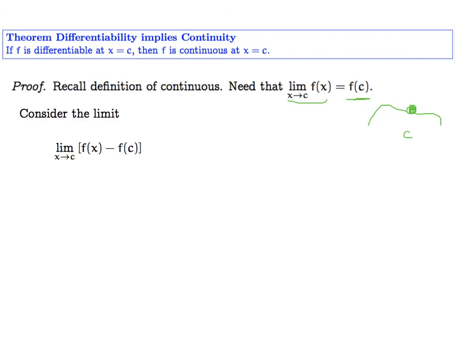Well, in order to show this, what I'm going to do is I want to show that the limit as x approaches c of f of x minus f of c, my goal is to hopefully show that this is equal to 0.